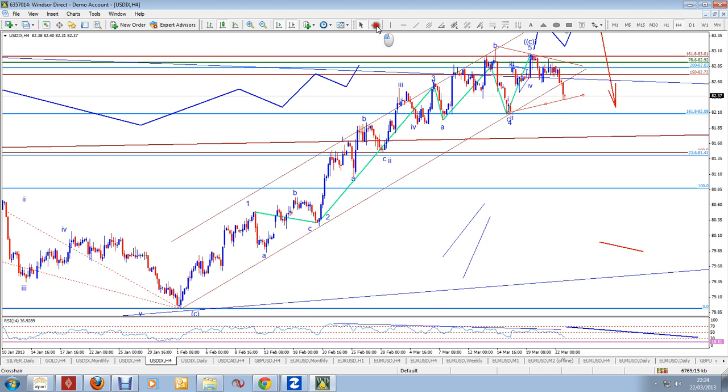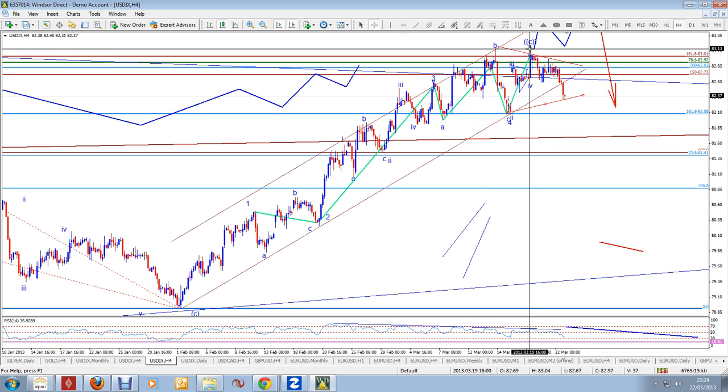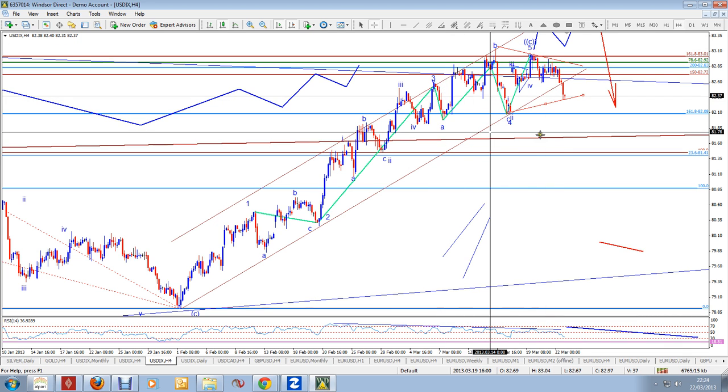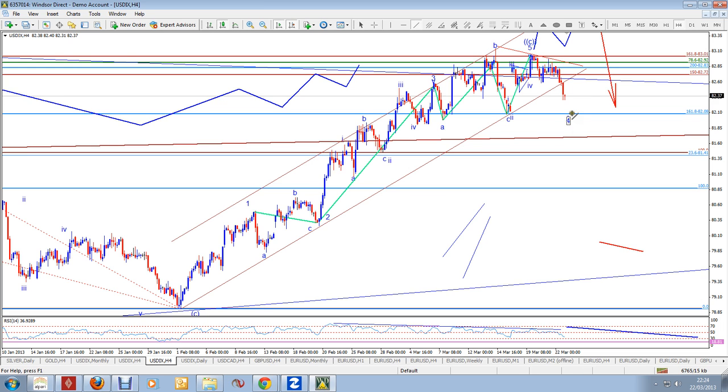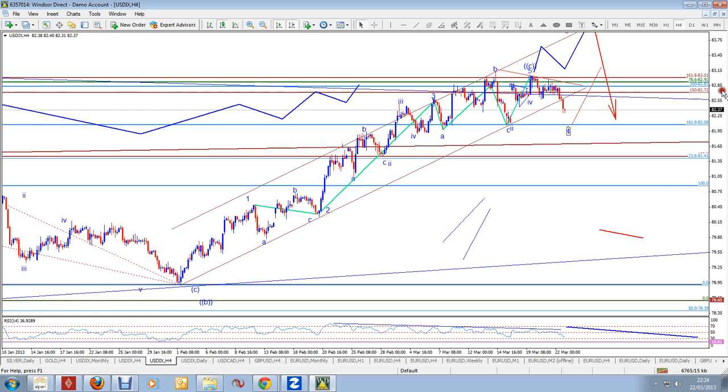So although we think that this might be 3, A, B, C as the expanded flat wave, 4, this should be 5, but maybe it's a complex wave and we are probably still in wave 4, in which case this 4, once it's finished, we will still get one more thrust up, but not a huge one, one more thrust up before we start coming down. So we'll have to keep our wits about us. We'll have to keep our minds open for that period to see exactly what happens.